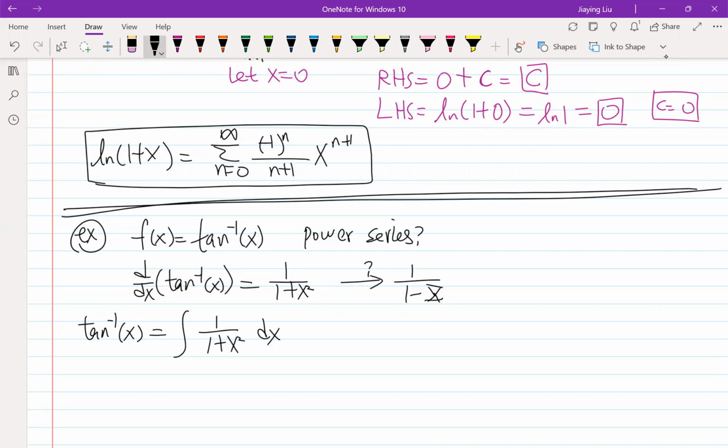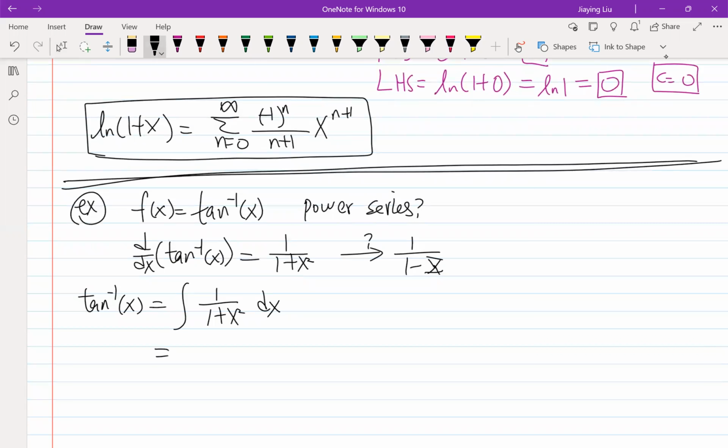Just like the previous example with natural log, here we have to integrate a function in order to find the power series for inverse tan. So the process is similar. I'm going to do it a little bit quick. So 1/(1 minus negative x squared) dx. For this integrand, the capital X is equivalent to negative x squared. And then we can find the power series before we integrate.